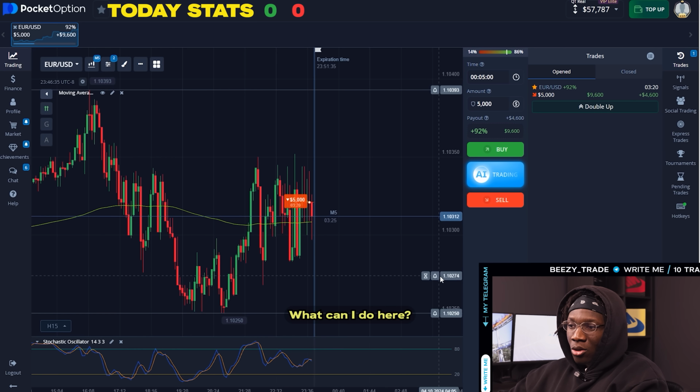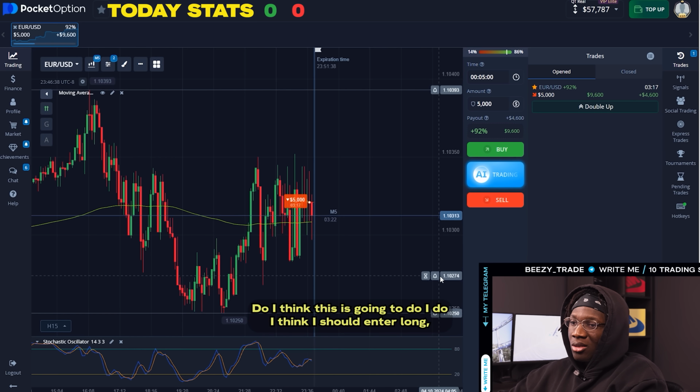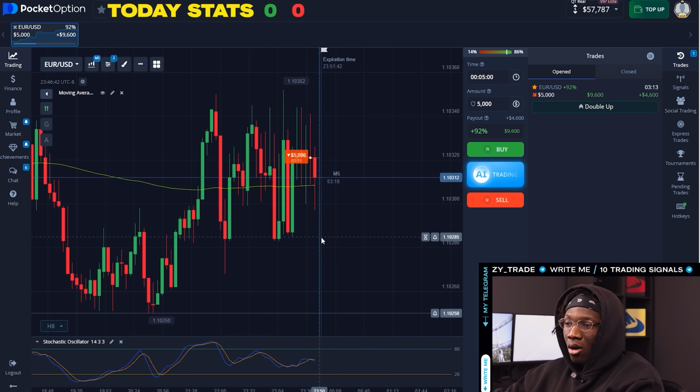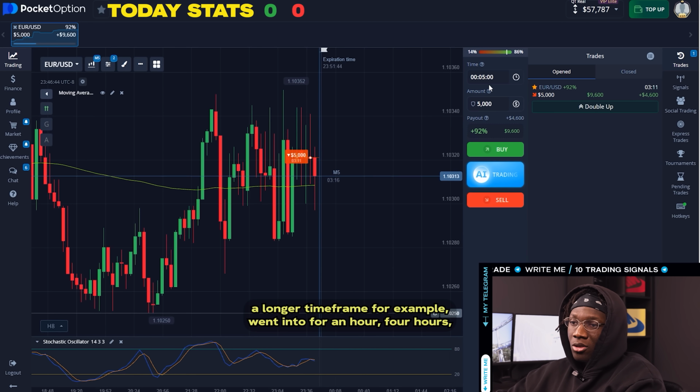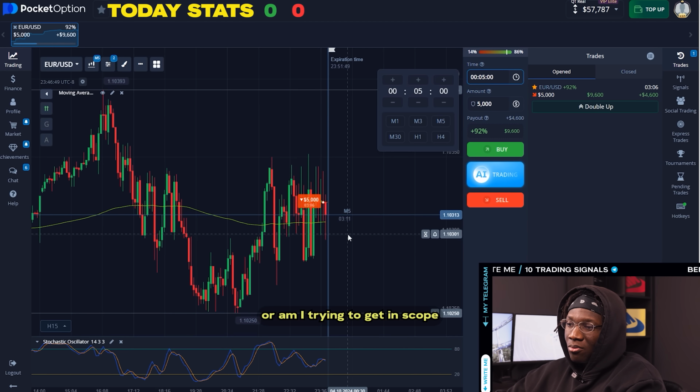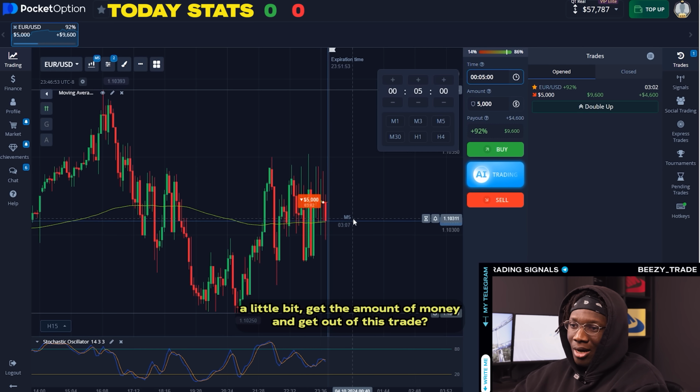what can I do here? What trades will be profitable? Do I think I should enter longer time frames? For example, if you want to enter for an hour, 4 hours, or am I trying to get in, scalp a little bit, get the amount of money and get out of this trade?